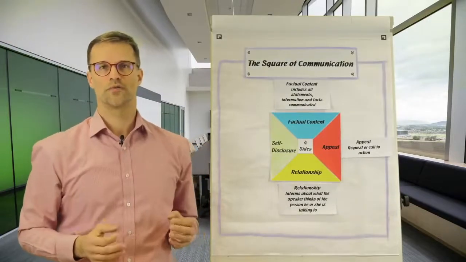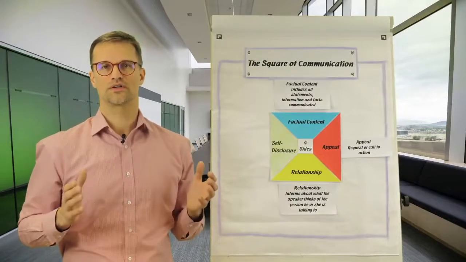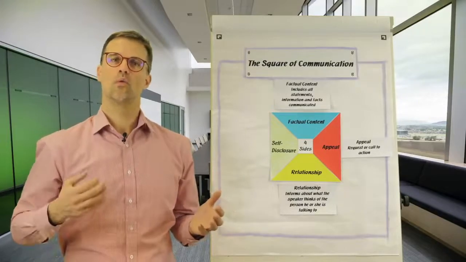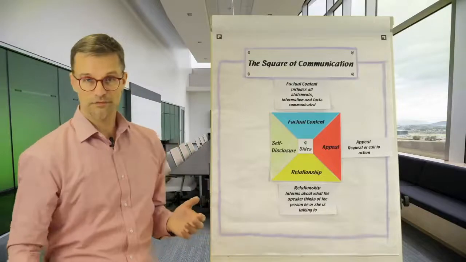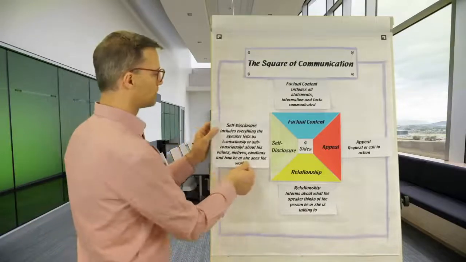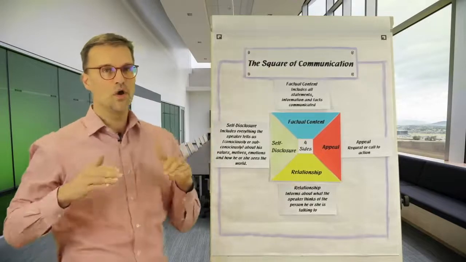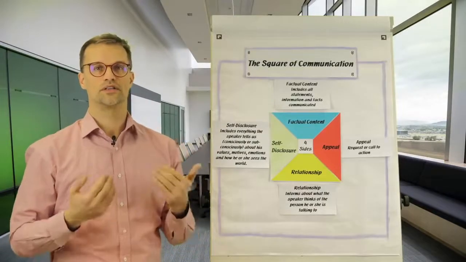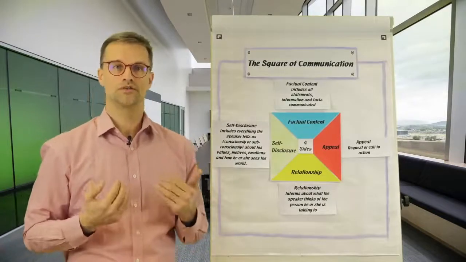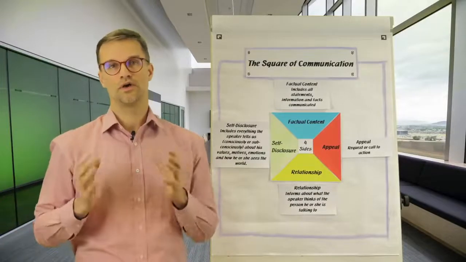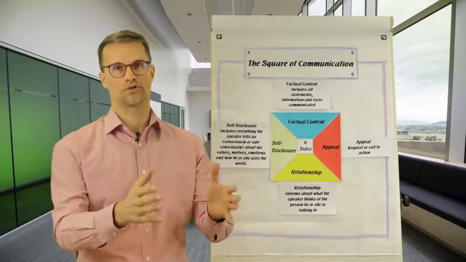The third side of a message, the green side, is called the self-disclosure. What does this mean? The self-disclosure side includes everything the speaker tells us consciously or subconsciously about his values, motives, his emotions, and also how he or she sees the world.